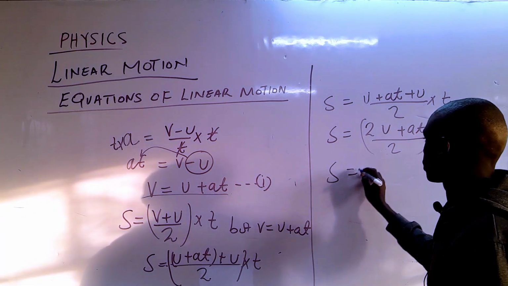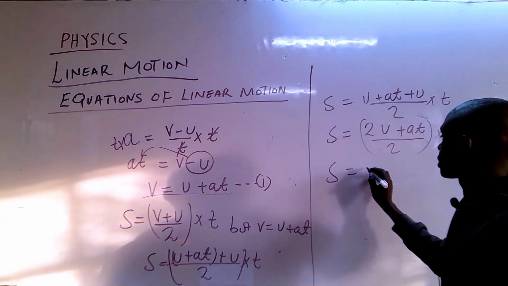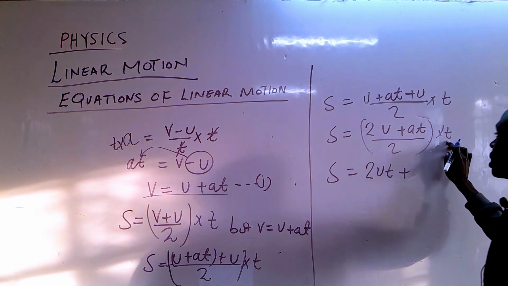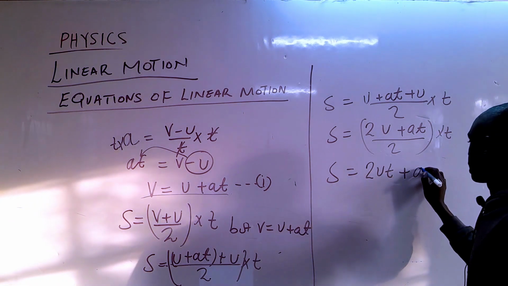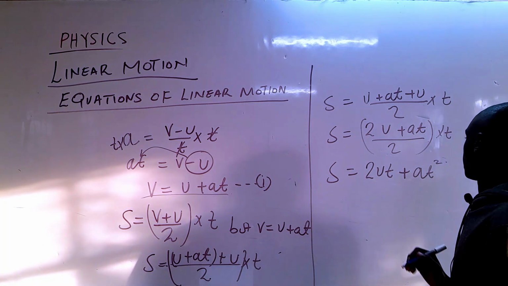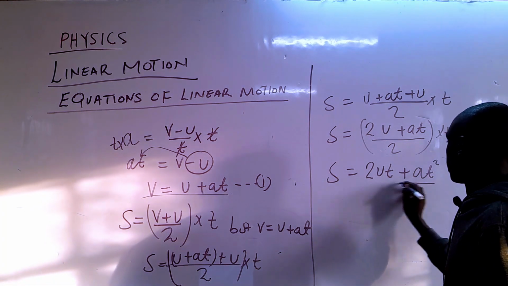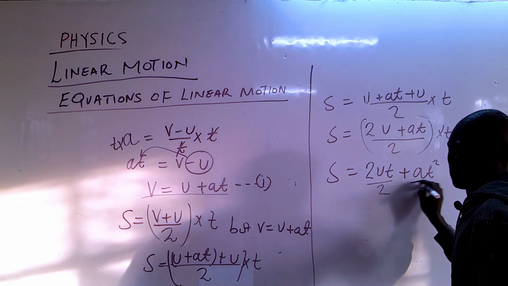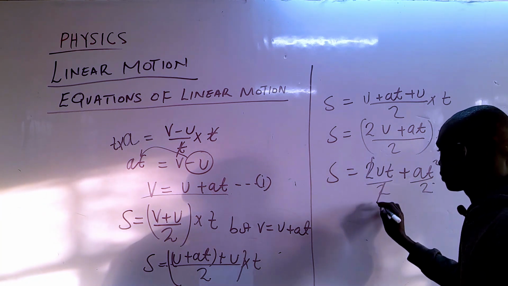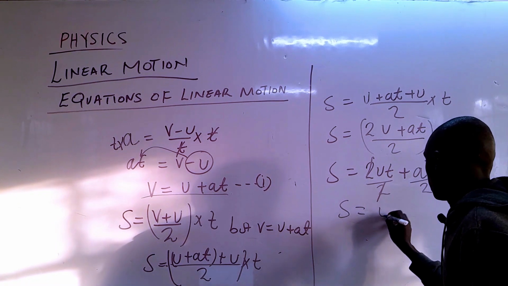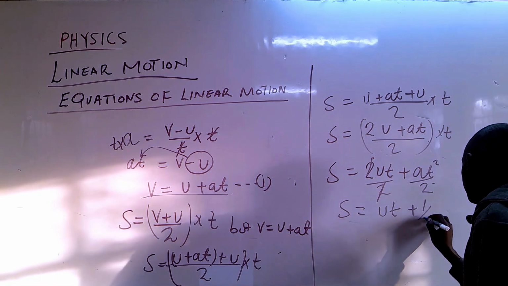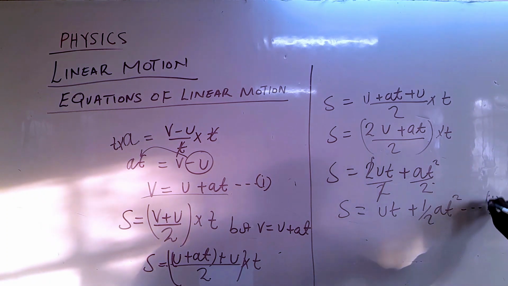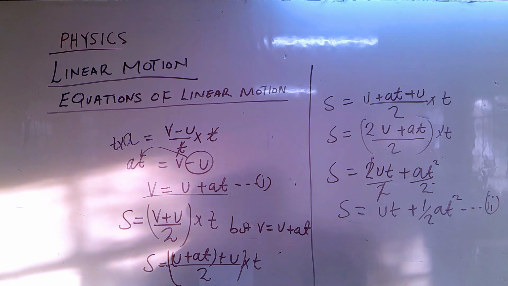So s equals 2u times t, we get 2ut, plus at multiplied by t, we get at squared, divided by 2. So each component here will be divided by 2. So 2 will cancel with 2. We remain with s equals ut plus a half at squared. This one is the second equation of linear motion.